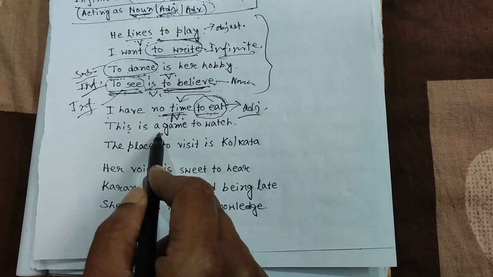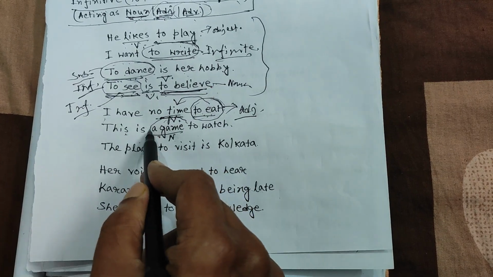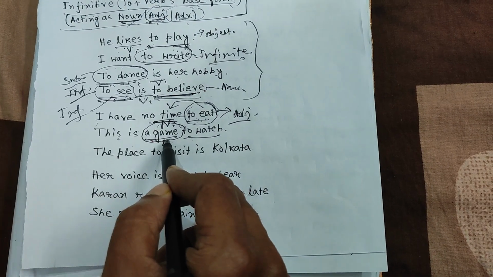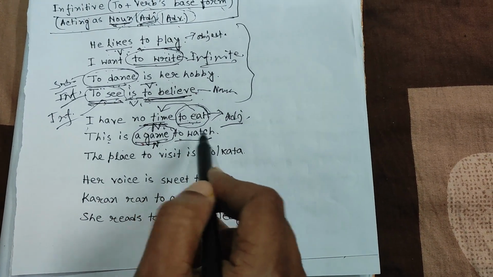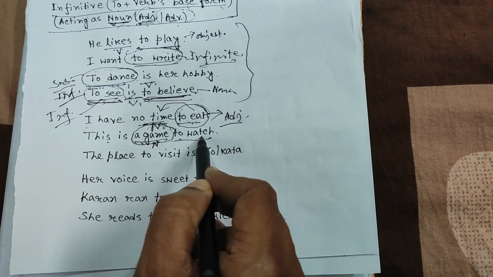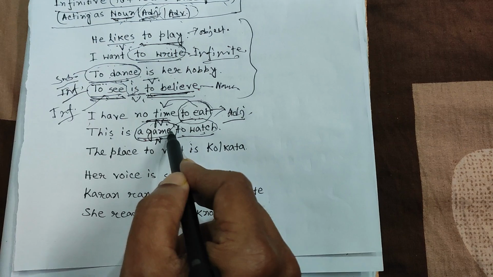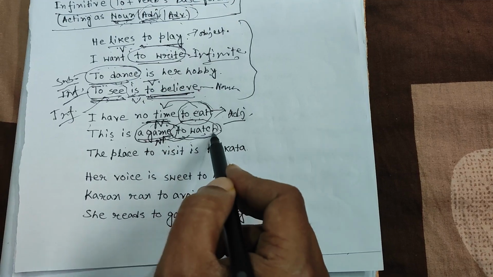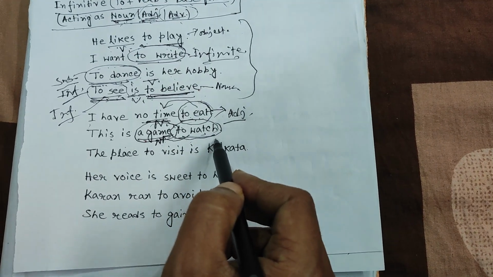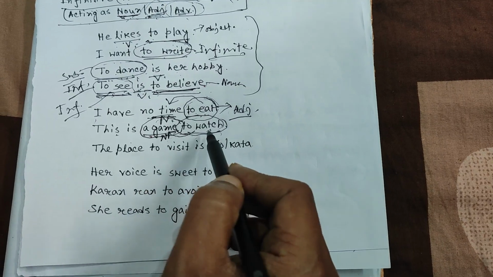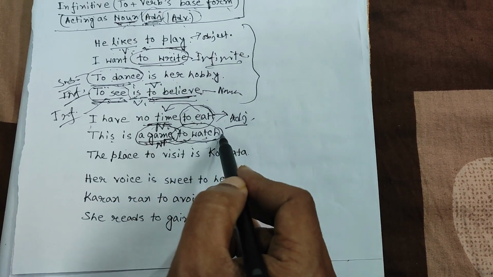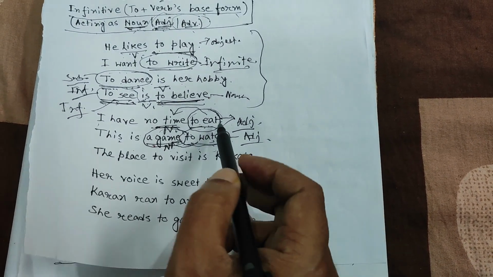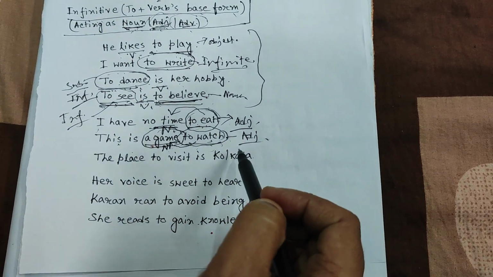This is a game. Game is a noun, we all know. This is a game to watch. This is a game to do what? To watch. So to watch is an infinitive, and it is showing the quality of the game. It gives extra information about the game. It describes the game. So this is clearly doing the role of an adjective. So infinitive can also perform the role of adjective here.